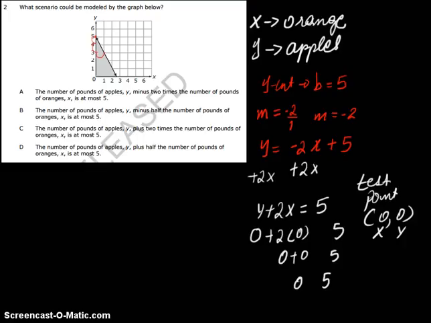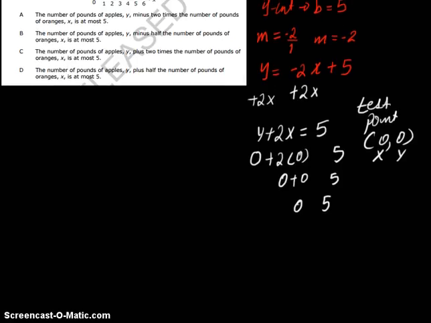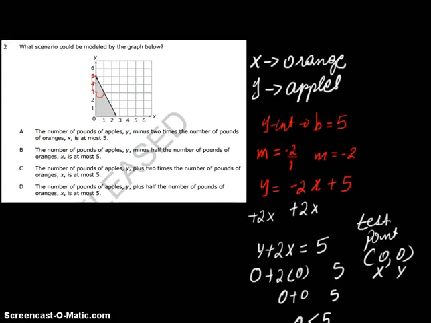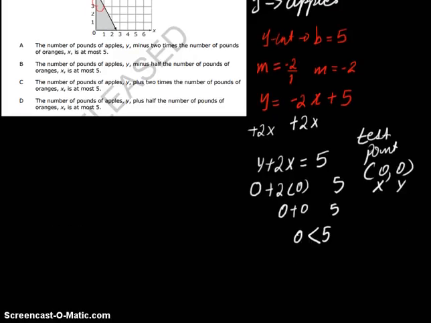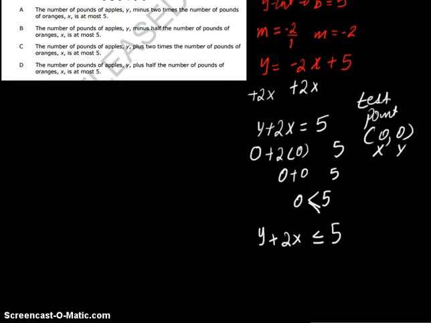Now to make this statement true, the inequality sign has to be either greater than or less than, and since the graph is not dotted, we're going to add the equal sign underneath the inequality. So our inequality is y plus 2x is less than or equal to 5. If I have to word it, it would be the number of pounds of apples plus twice the number of pounds of oranges is less than or equal to 5.